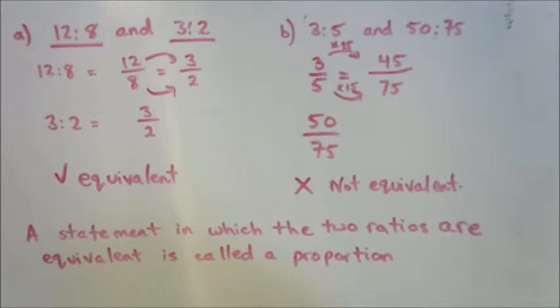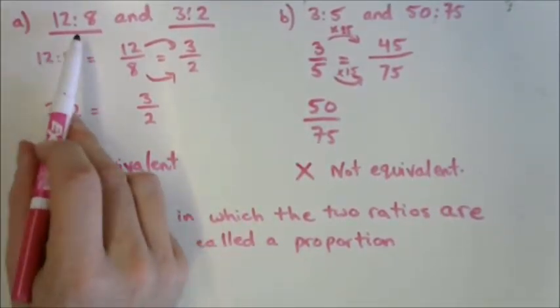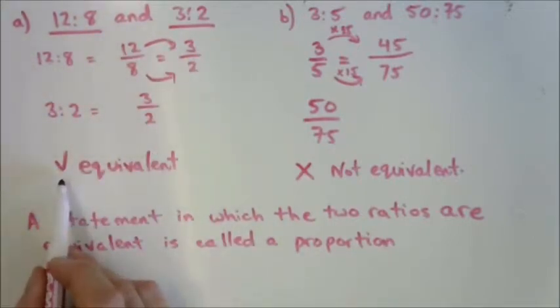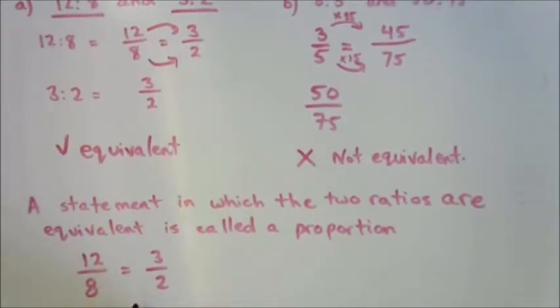Okay? So, for example, we had here 12 to 8 and 3 to 2. We determined that they were equivalent. So, we could say 12 over 8 equals 3 over 2. And because this statement is true, it's a statement in which the two ratios are equivalent, then this is a proportion. Okay, it needs both parts to be called a proportion. It needs two ratios, and the ratios have to be equal.